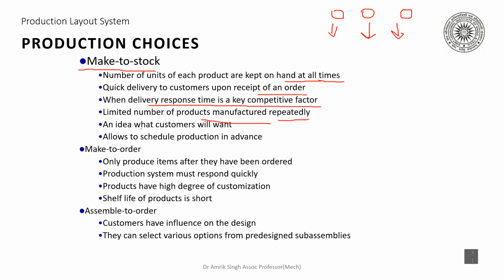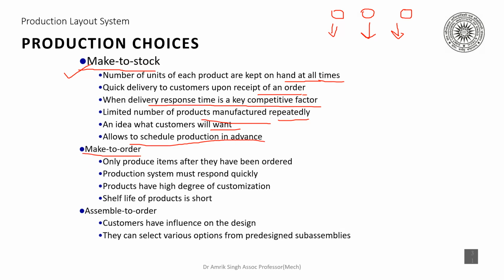Then an idea that the customer will want. Sometimes we produce by intuition. Just say the festive season is there, so people go for making candles, knowing that people are going to buy. So it is by intuition. Allowed to schedule the production in advance. So these are the typical characteristics of the make to stock strategy.